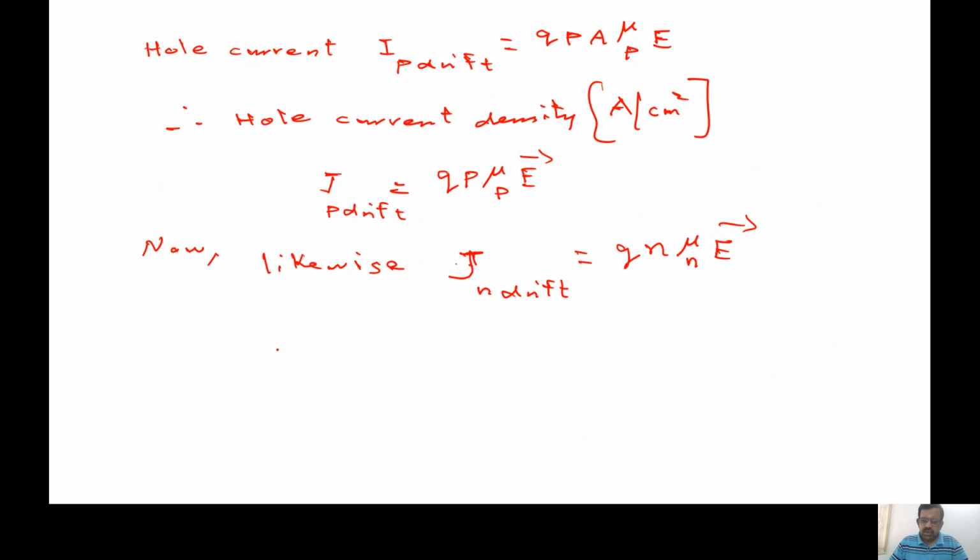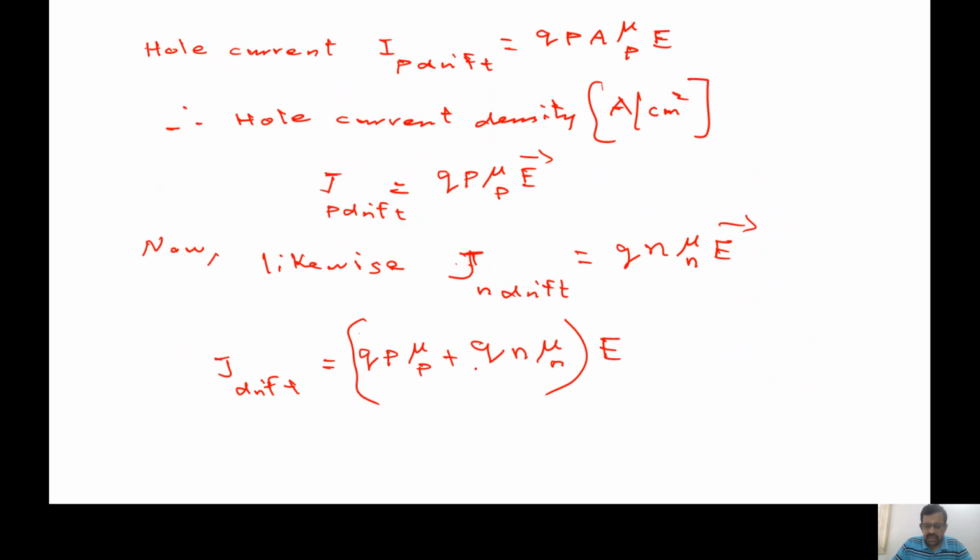So we'll have J drift. So what is the total current density? The total drift current density is the sum of the hole current density plus the electron current density. Therefore, I can simply write that it is Q p mu p plus Q n mu n. I take the common term E out of the bracket. So once I take E out of the bracket, J drift current density is nothing but this.